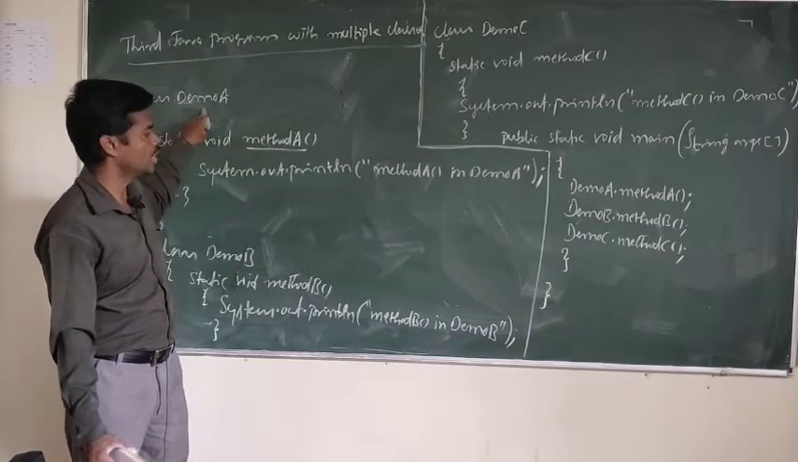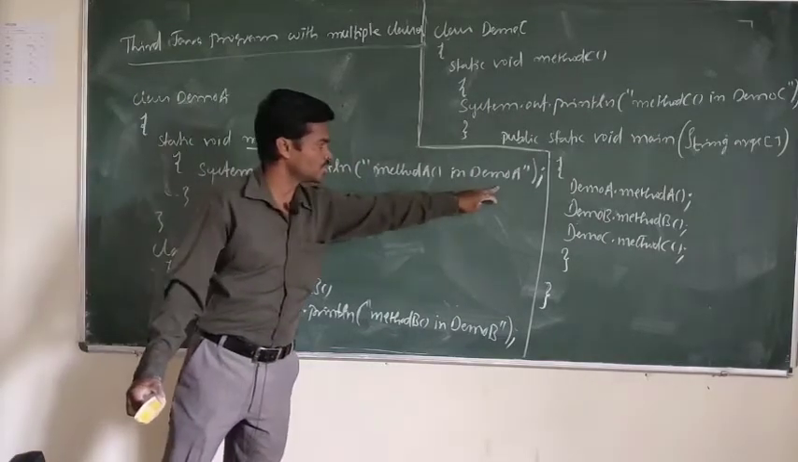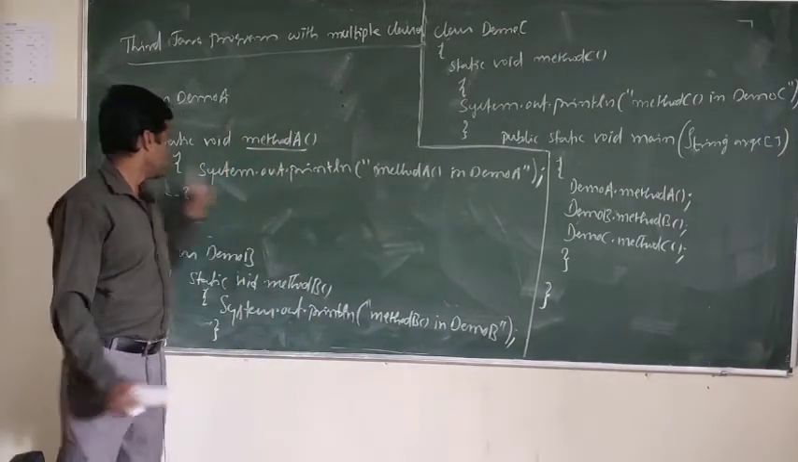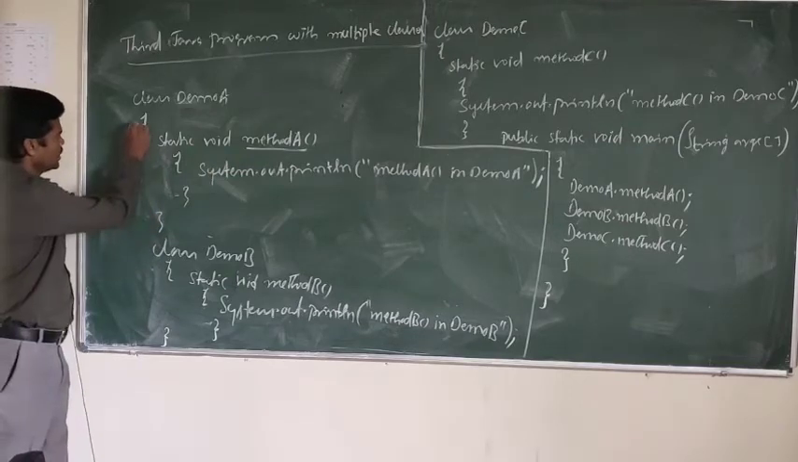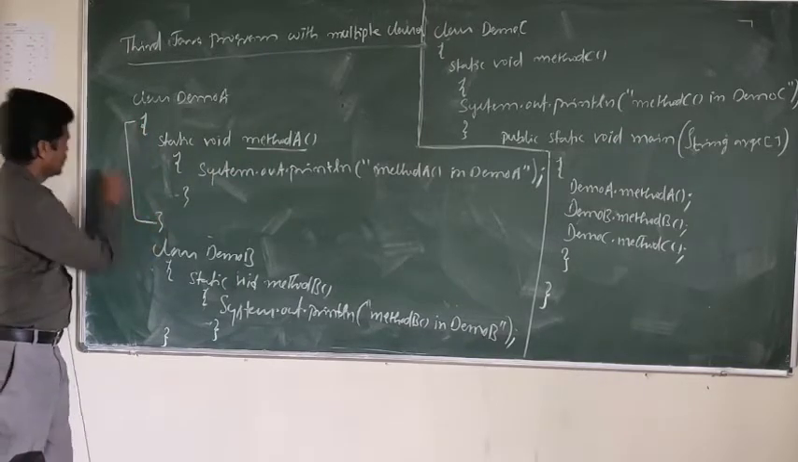This method belongs to demo A. That is the statement I want to display on the screen. So that is the one statement this method A contains. Then end of the class. This is the first class.